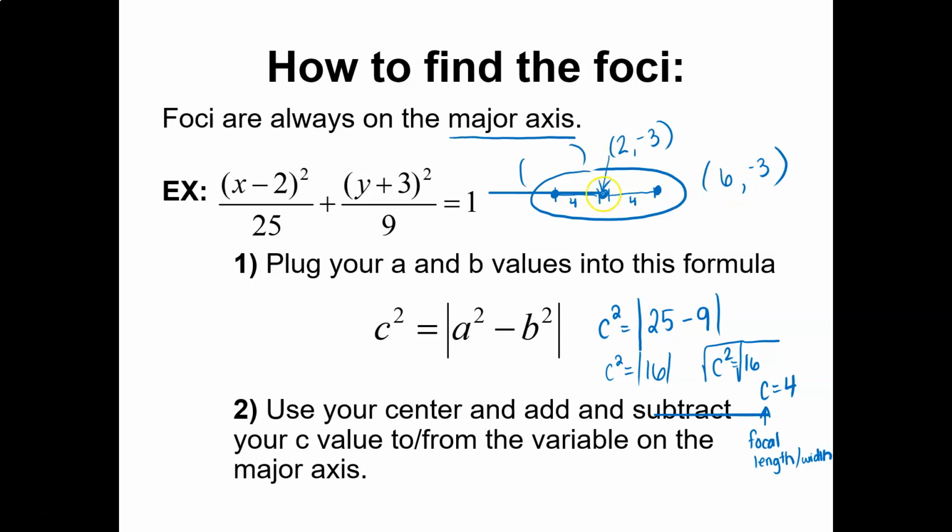What about from the center to the left? I'm just going to subtract 4 and I'll get -2, 3. So my foci in this case are -2, 3, and 6, -3. I'm sorry, that should be a -3 right there. So -2, -3, and 6, -3.